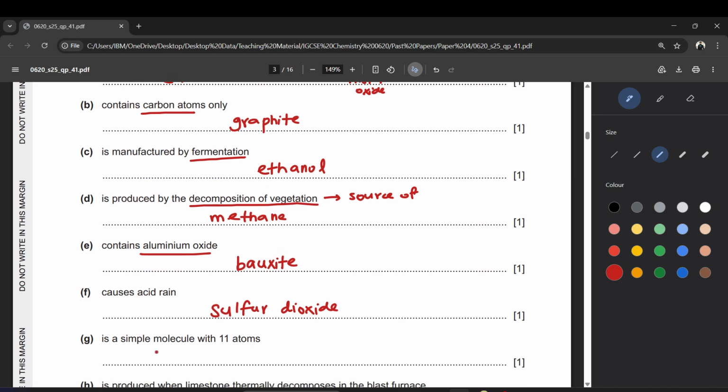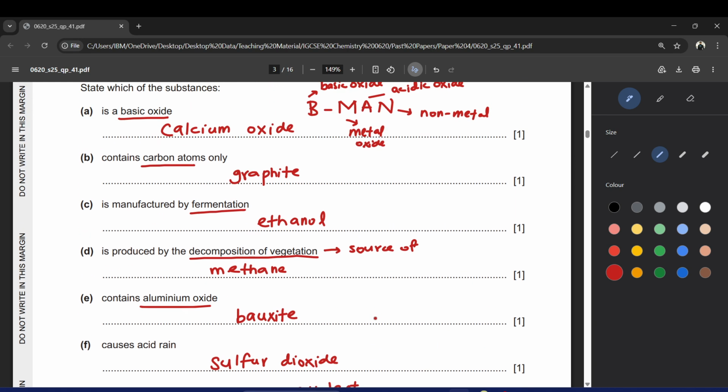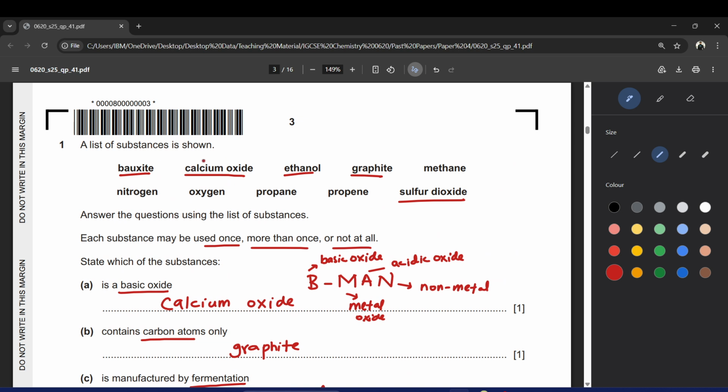Then part G is which substance is a simple molecule with 11 atoms. If it says a simple molecule, that means it is talking about a covalent substance, right? It is talking about a covalent compound. So let us see. Calcium oxide, this is an ionic compound. Ethanol, I need to write its formula first. So the formula for ethanol is CH3CH2OH, right? So how many atoms do we have? Let's count. 1 plus 3, that's 4. 5 plus 2, 7. 8, 9. Okay, so ethanol is not the answer.